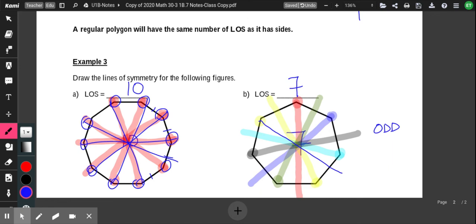That concludes lesson 1.17 on lines of symmetry.